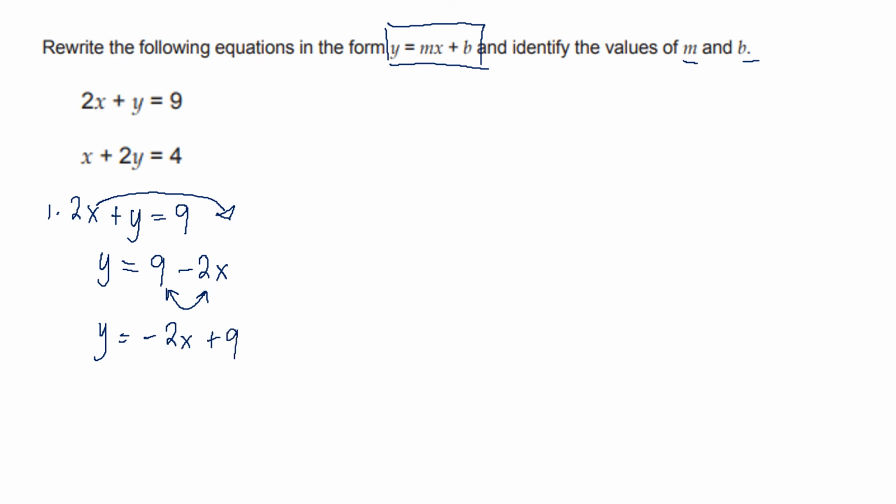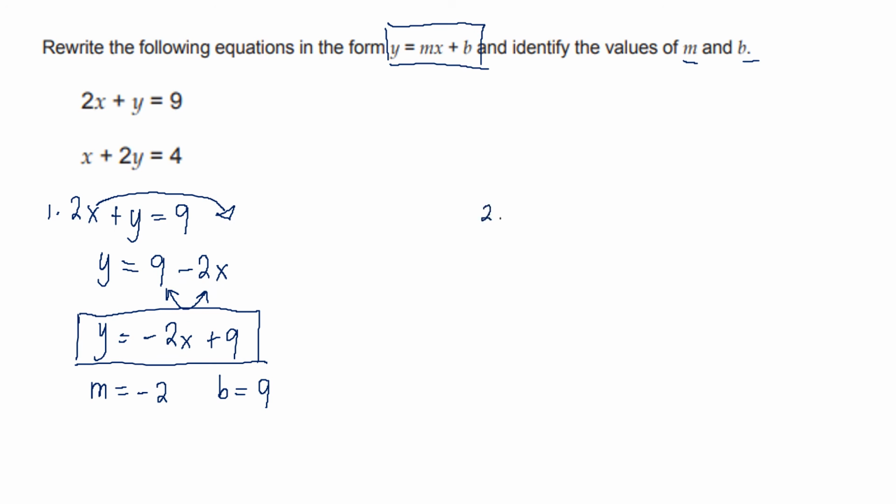Again, if you're just changing positions on the same side of the equation, you don't need to change the sign. Signs will only change if you transpose it to the other side of the equation. So this will now be our slope-intercept form. Y is equal to negative 2x plus 9. What is our slope? The slope is negative 2 and the y-intercept is 9.